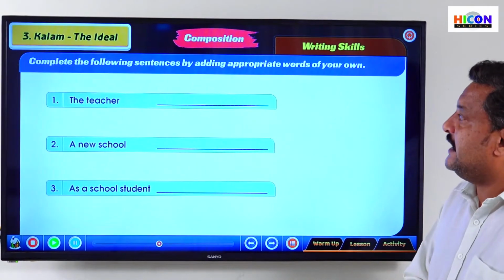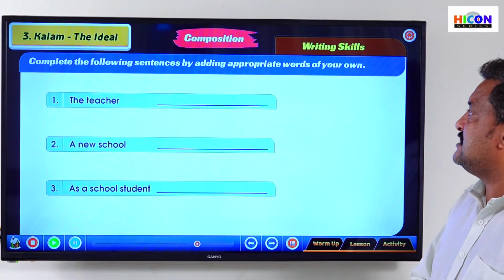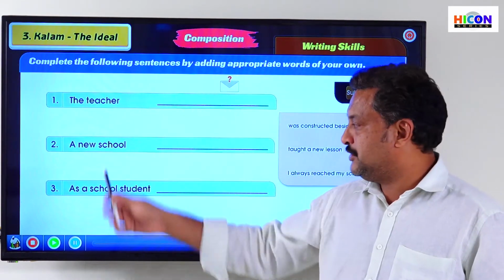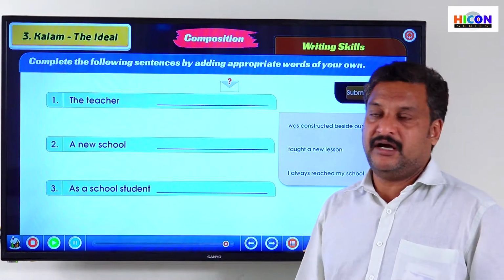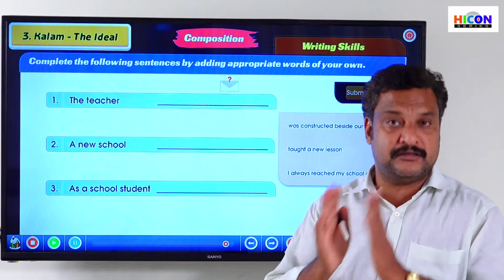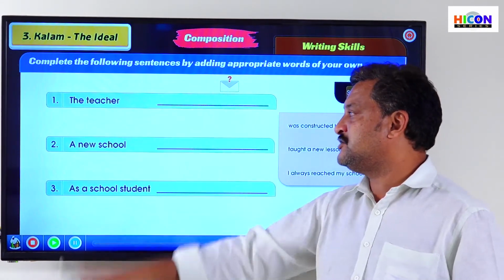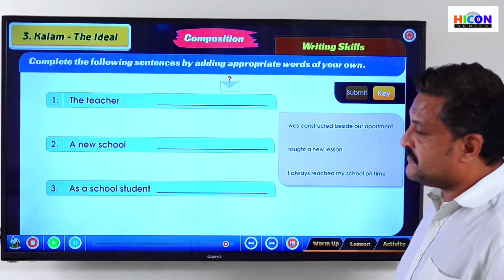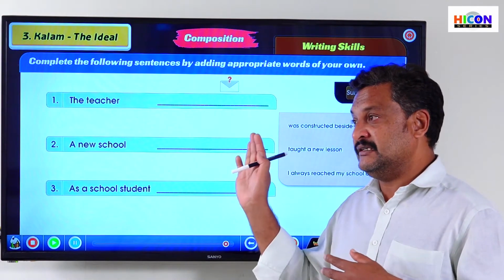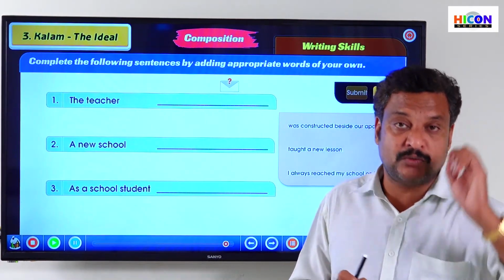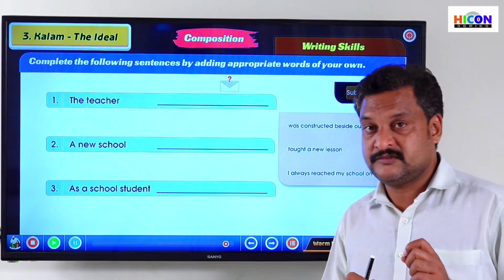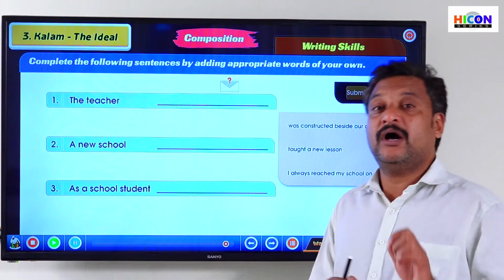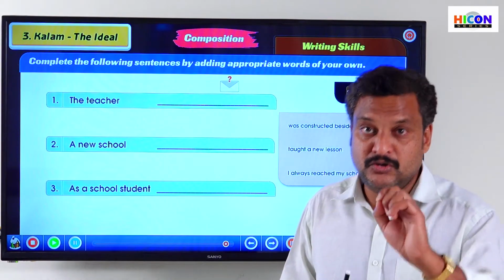Now, writing skills. Complete the following sentences by adding appropriate words of your own. The teacher, a new school, and as a school student are three sentences which are given in parts. The remaining part we need to complete by ourselves. I will complete this as an example, but you have to write your own sentences in your notebook.